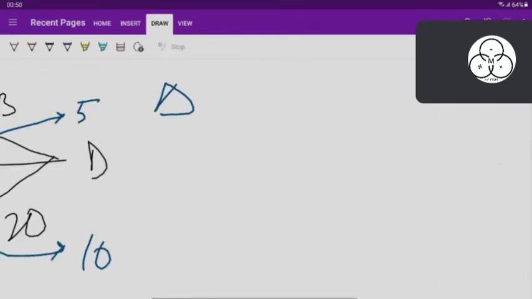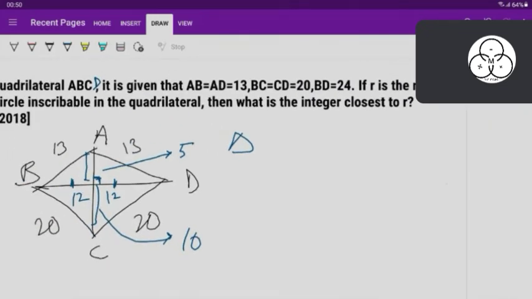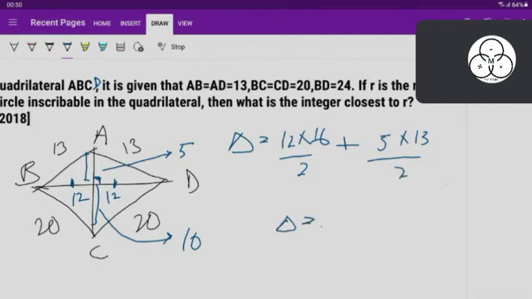I want to go to the end of this session. So we can find out the area as 12 into 16 by 2 plus 5 into 13 by 2. And what we have seen, R into S. So inradius will be area by S.